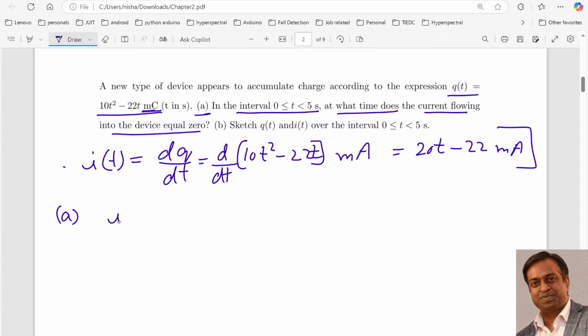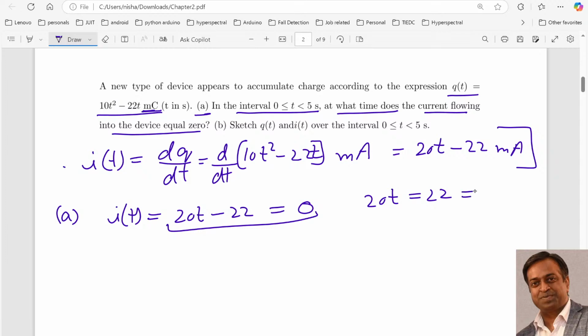And part A is asking we need to determine the time at which the current is 0. So we get i(t) equals 20t minus 22, and we need to determine the time when it is 0. Solving this equation we get 20t equals 22. So the time is 22 by 20, which means 11 by 10, that is 1.1 second. So at time 1.1 second we will get current as 0.